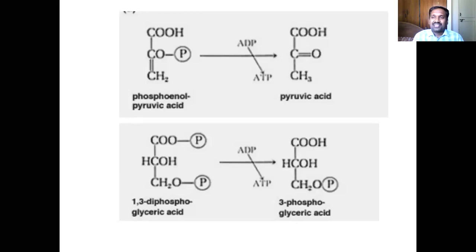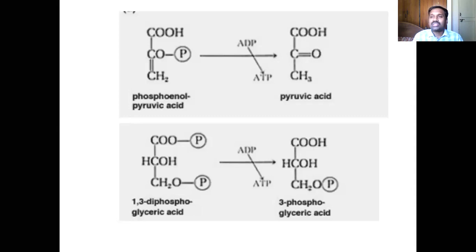Now, our question doesn't end here. ATP is made from phosphoenol pyruvate. But if ATP is continuously being synthesized using phosphoenol pyruvate, the stock of phosphoenol pyruvate goes down in the cytoplasm. What replenishes this? What renews the stock of phosphoenol pyruvate? Or what renews the stock of 1,3-diphosphoglycerate? There should be some source for them.